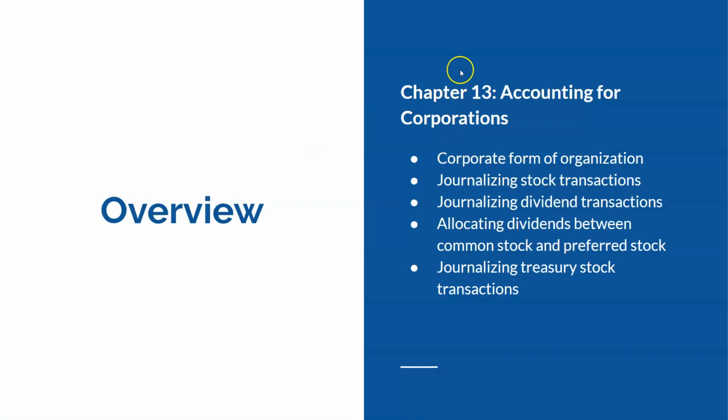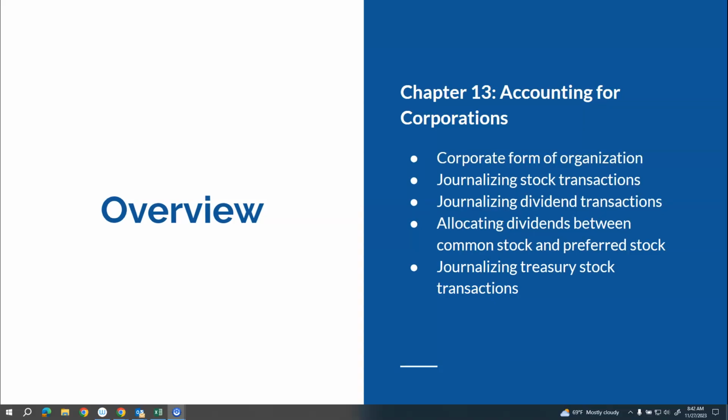So for Chapter 13, a few things to really focus on for corporations is what are some of the characteristics of the corporate form of organization? Corporations tend to be much different from partnerships and sole proprietorships. So you are going to want to spend some additional time really digging into what the corporate form really means. You're also going to learn how to journalize stock transactions. So you'll learn a little bit more about what stock is. You'll also be learning about how to journalize dividend transactions and also how to allocate dividends between common stock and preferred stock.